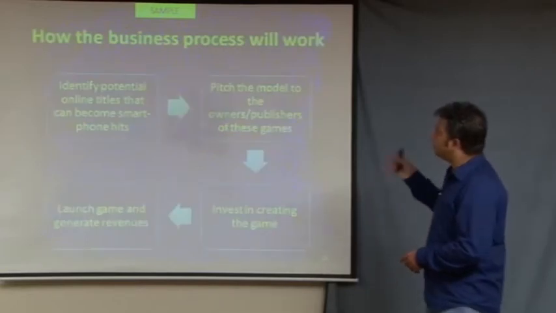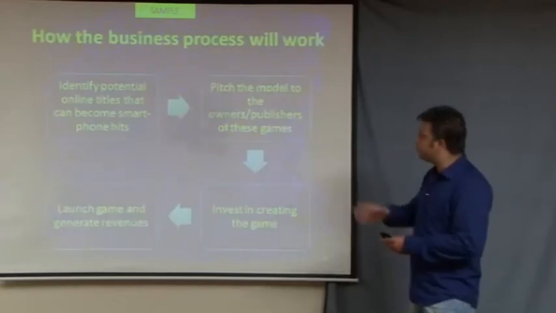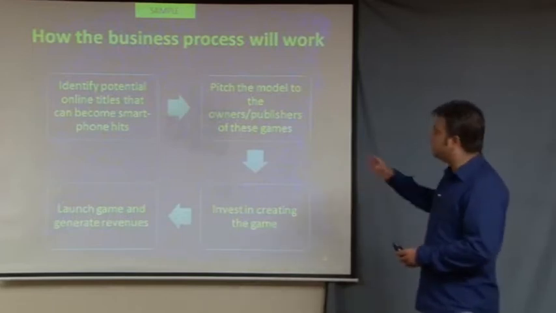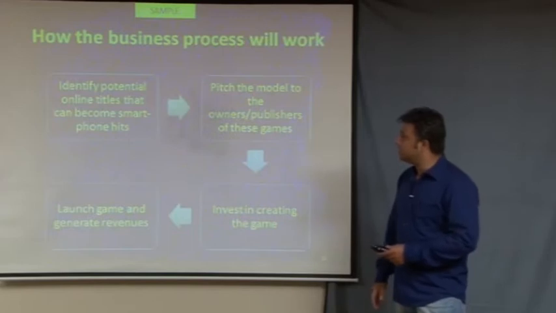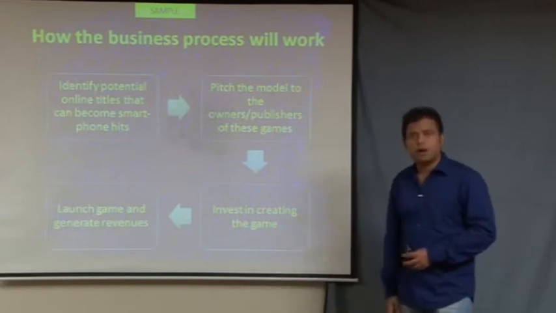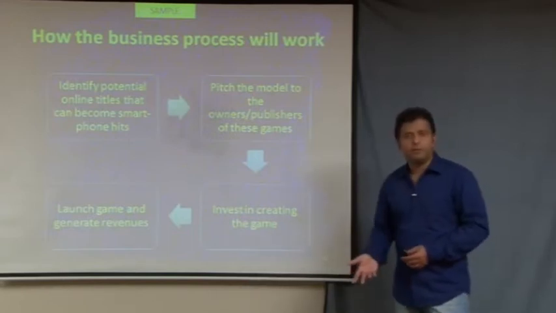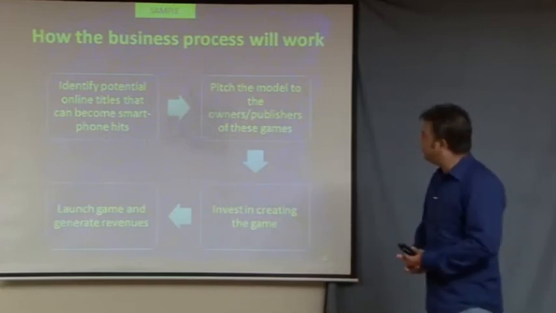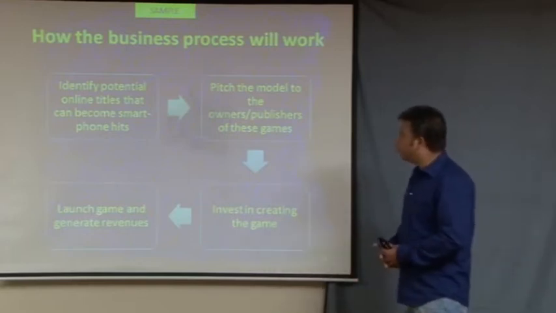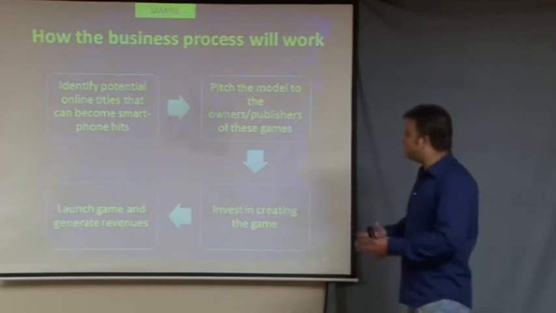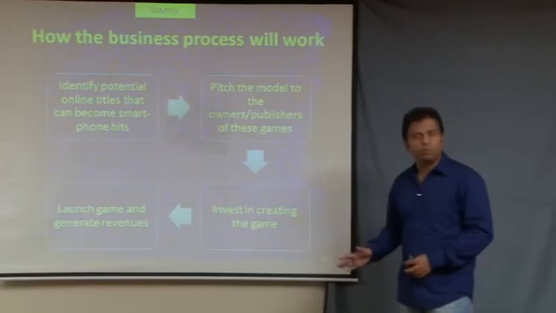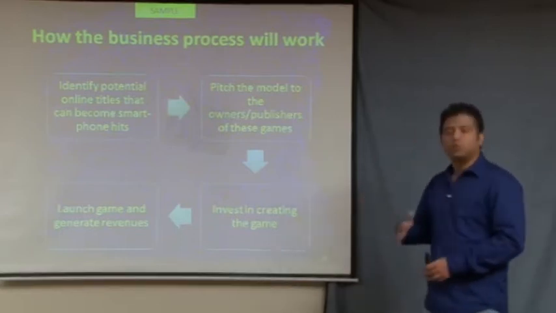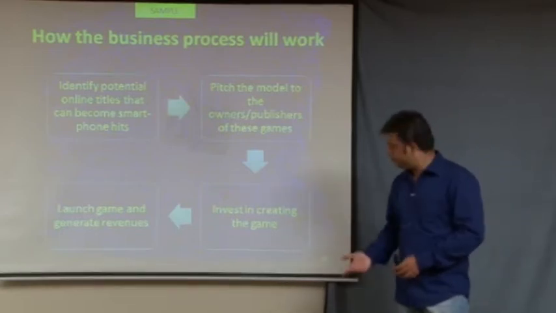Now, how the business process will work, an illustration of the key processes, the key steps. So first, identify potential online titles that can become smartphone hits, the next Angry Birds maybe, or the next Talking Tom maybe. Pitch the model to the owners and publishers of these games, explain the zero risk model, explain why this would work for them, explain that this would give them a new revenue stream.